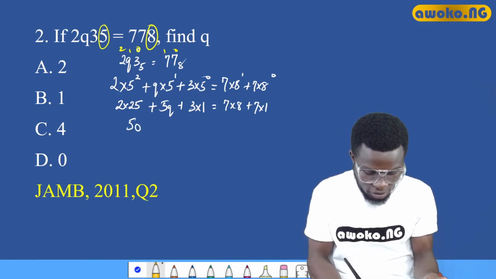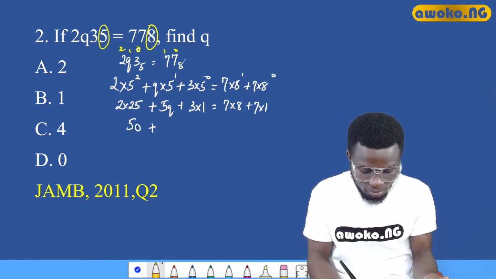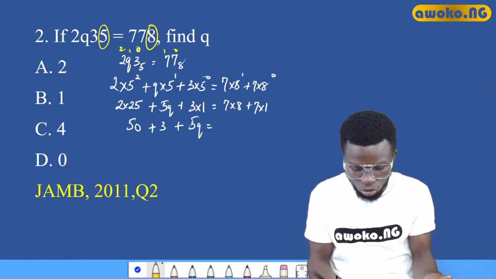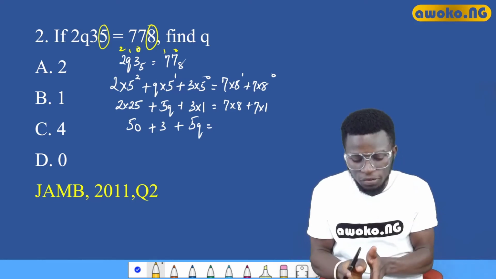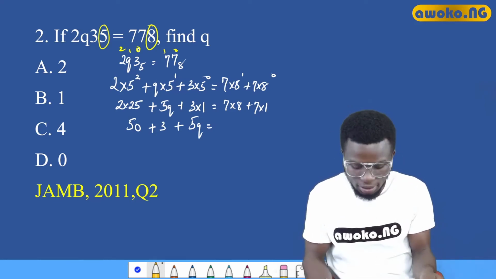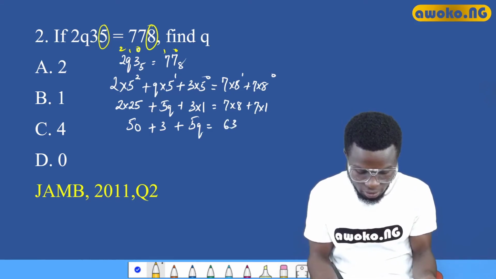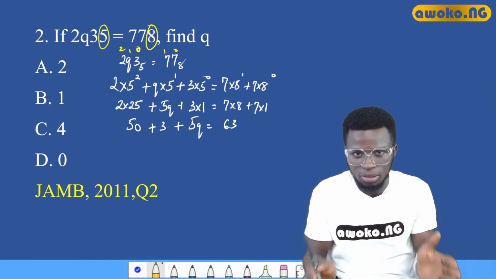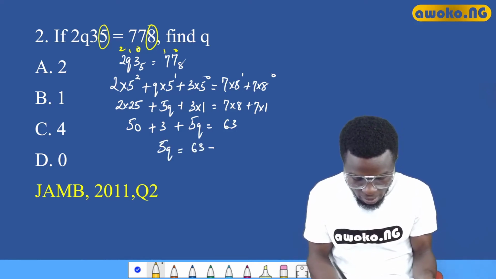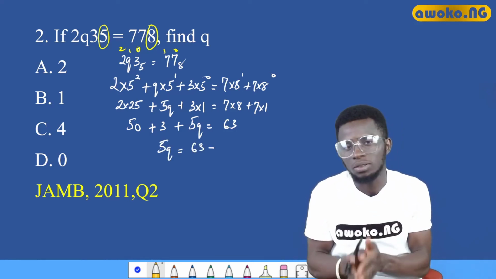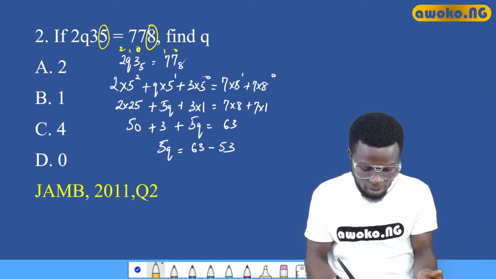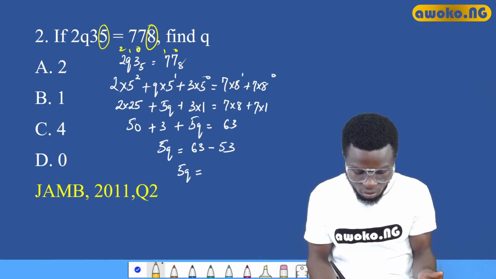So we have 50 plus 3 plus 5q equal to 7 times 8 plus 7 times 1, which is equal to 63. So if I collect the like terms and simplify further, I have 5q is equal to 63 minus 50 plus 3, which is equal to 53. So we have minus 53.